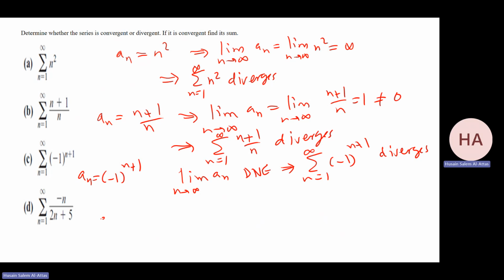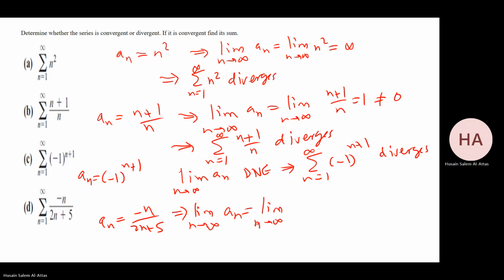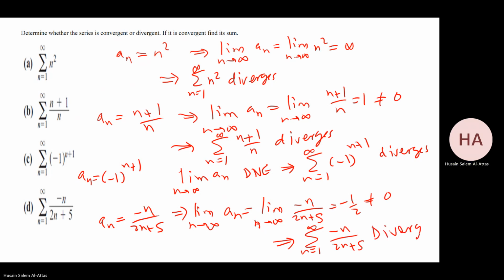The last one, a_n is minus n over 2n plus 5. I think we did it before. No problem. So the limit as n goes to infinity of a_n will be the limit as n goes to infinity of minus n over 2n plus 5, which is minus half, not equal to 0. So this series diverges.